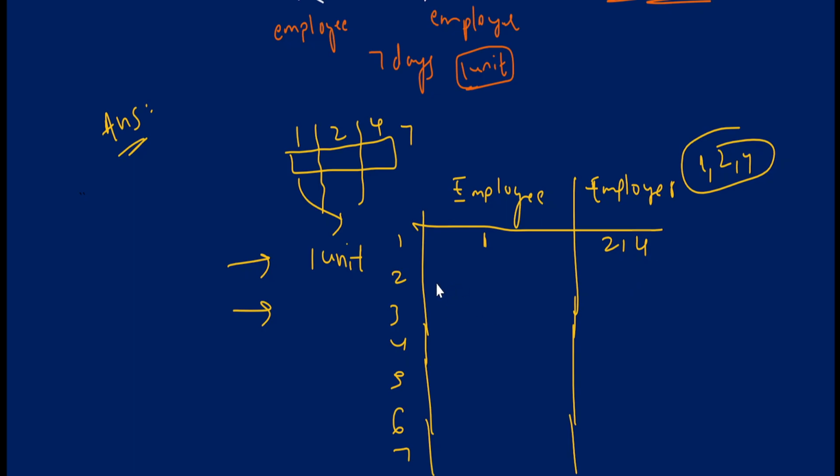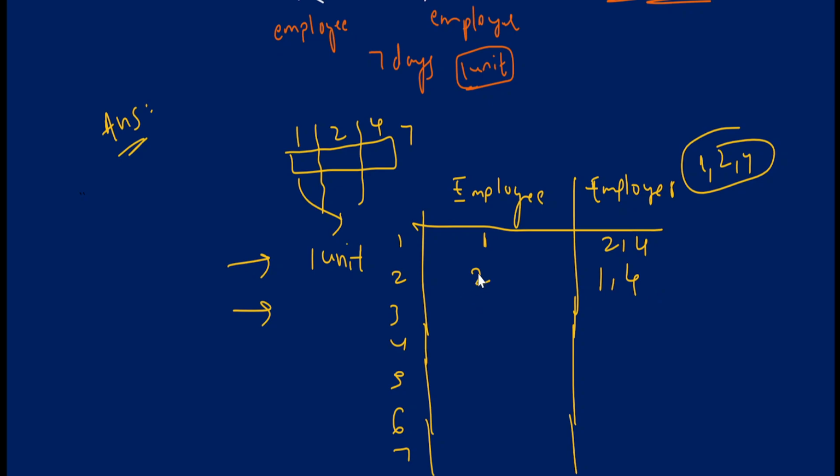Now, on the second day, we have to give one more unit to the employee, but the employer has 2 and 4. What he will do is he will give this 2 to the employee and take 1. So the employee will have 2 and the employer will have 1, 4. He exchanged: he gave 2 and took 1. So the employee has 2 units at the end of day 2.